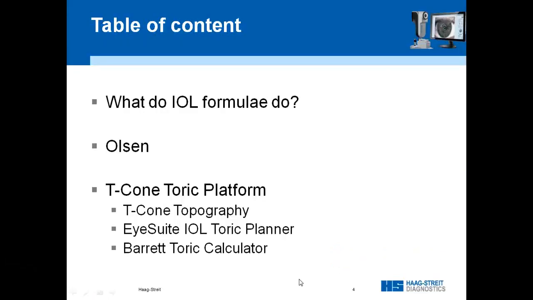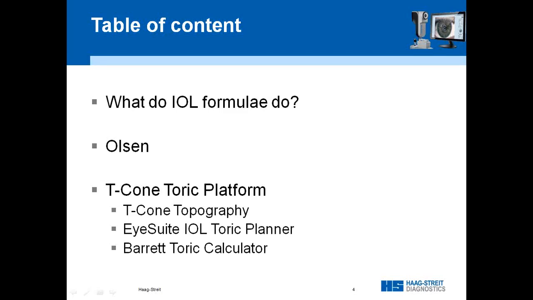So let's have a look what we do. First, we'll talk about IOL calculation in general. So what do IOL formulae do? The next topic is going to be the Olsen formula. And last but not least, we'll talk about torics, how we can calculate them, how we can get the best refractive result out there with the help of topography, the iSuite IOL toric planner, and the Barrett toric calculator, a new formula on the market.